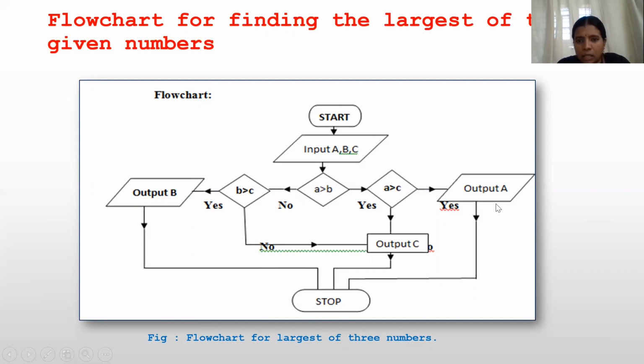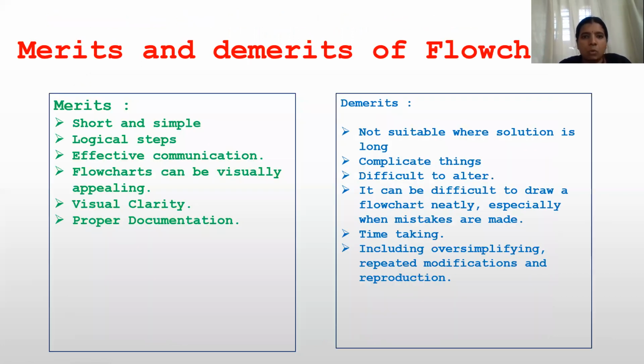Out of A and C, either A may be bigger or C may be bigger. Ultimately, print either A or B or C and then stop the process or terminate the process. So what are all the merits and demerits of flowchart?